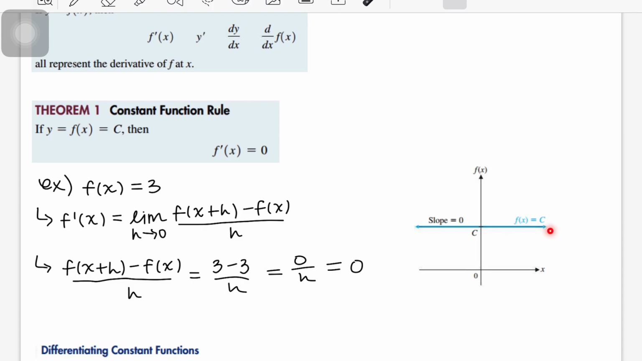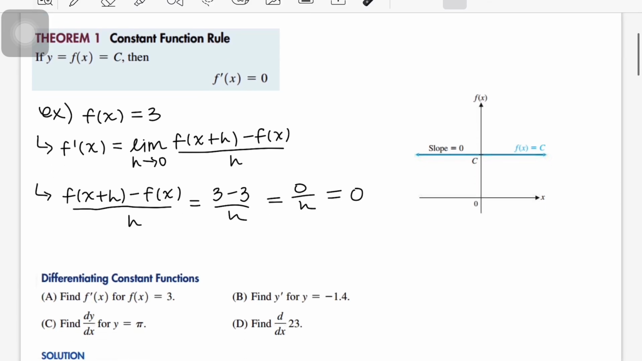And there's a graph here too. We have our f of x, our constant function here, and whenever we have a constant function, it'll just be a horizontal line, and the slope of our horizontal line is always 0. So we would expect that our derivative is equal to 0.